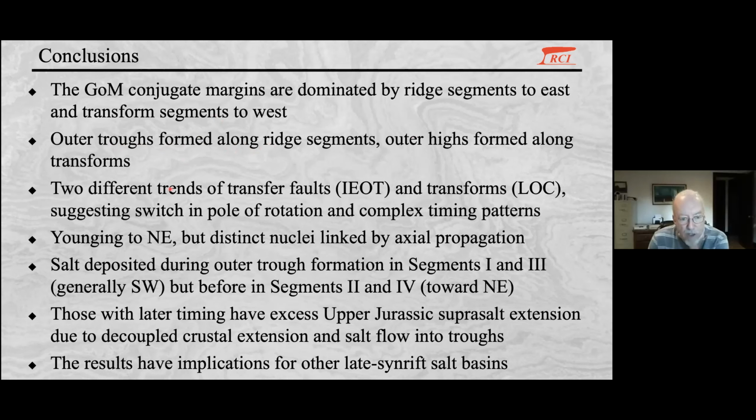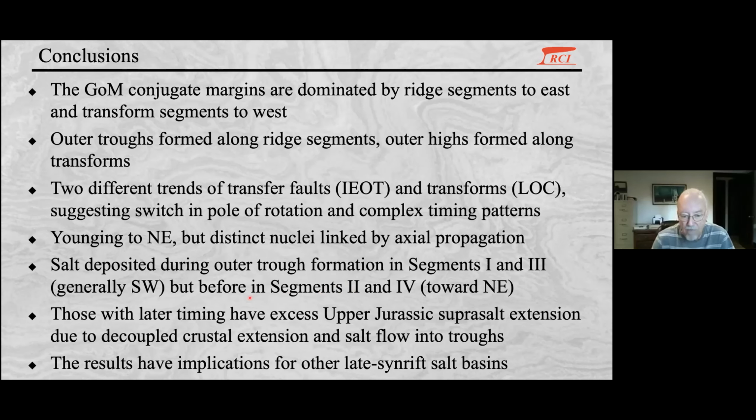There are these 2 different trends suggesting a switch in the pole of rotation, but there are these complex timing patterns. And although there is gradual younging to the northeast, there are these distinct nuclei linked later by axial propagation. And coming into the salt, again, it's syntectonic. It was deposited during the rifting that created the outer trough in segments 1 and 3, generally to the southwest, but it was deposited prior to outer trough formation in segments 2 and 4.